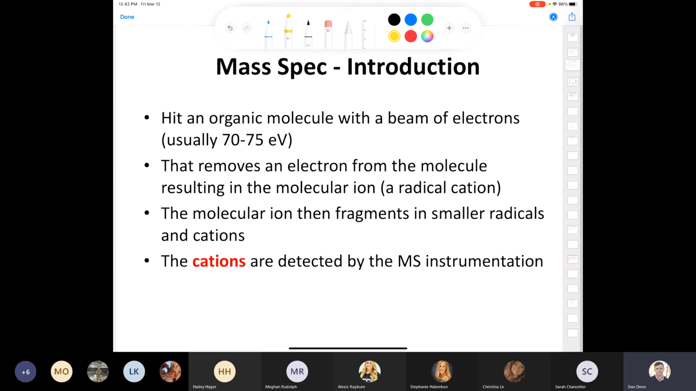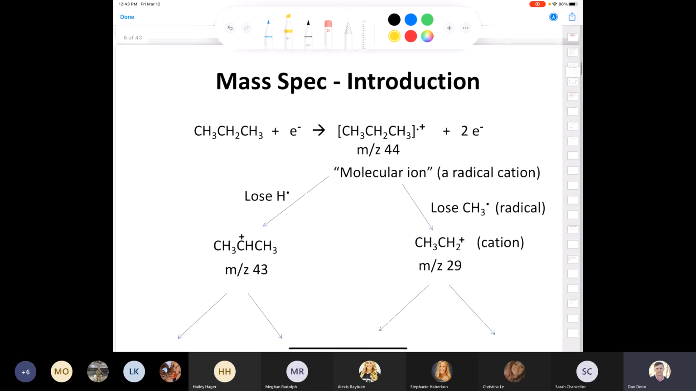All right. Again, we hit the organic molecule with a high energy beam of electrons. We knock an electron out to make a radical cation, and then that is going to fragment. But remember that only cations are detected by a mass spectrometer. A mass spectrometer is not going to detect radicals, just radicals that are uncharged. It detects only charged species, whether they're cations or radical cations.